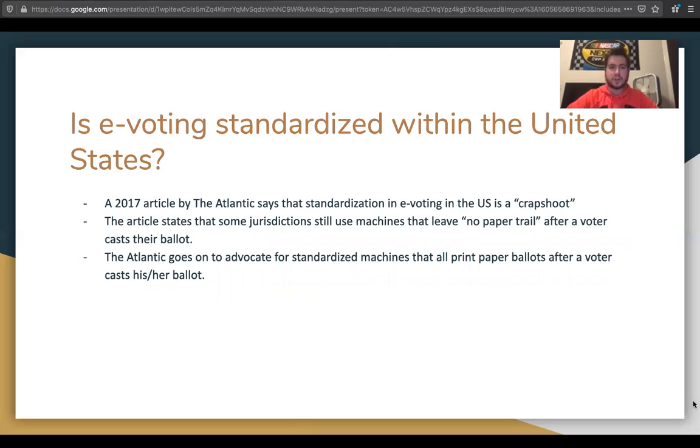Devin, I'll defer to you here. Tell us, is e-voting standardized within the United States, or is it still sort of the Wild West type situation?